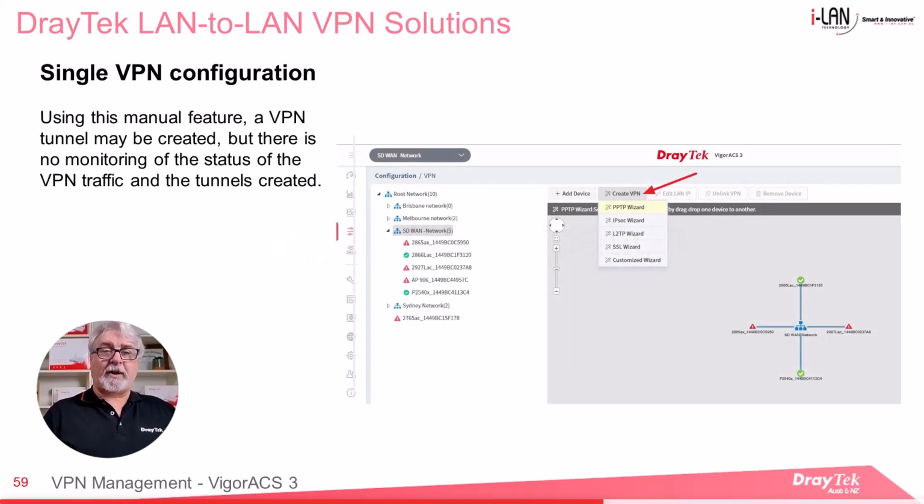If you want to create a VPN tunnel between two routers, whether they're SD-WAN or non-SD-WAN routers, ACS 3 makes it dead easy. It's as simple as dragging a router to the right-hand pane, selecting an encryption type, and then drawing a line from it to the router you'd like to create a VPN to. ACS 3 then does everything for you automatically and pushes the configuration to the routers. Let's take a look at that.